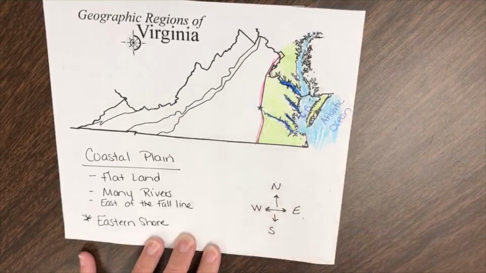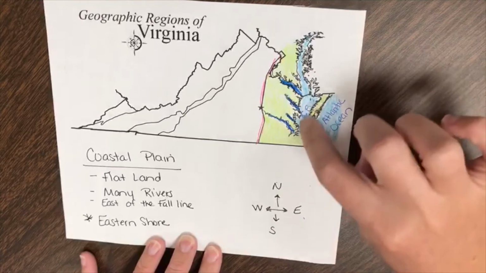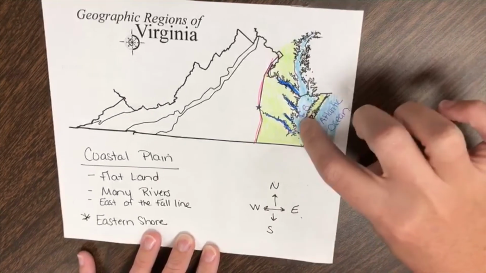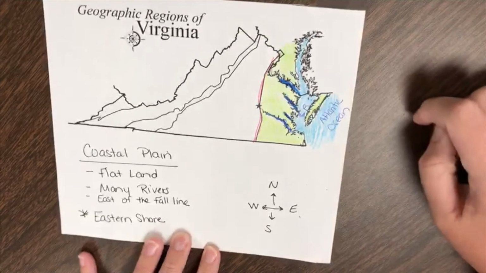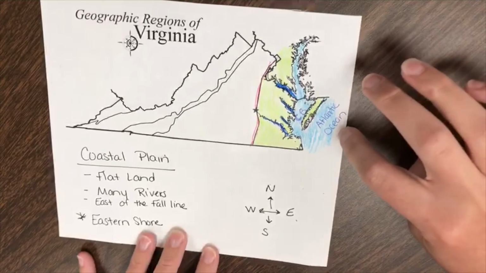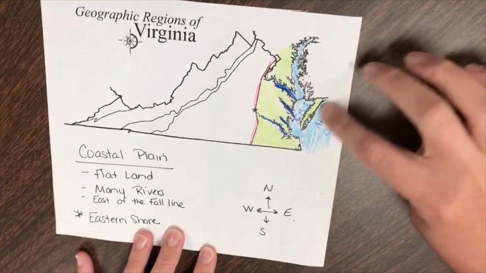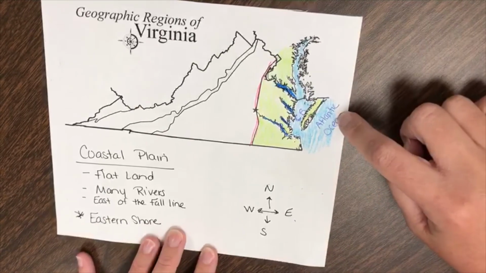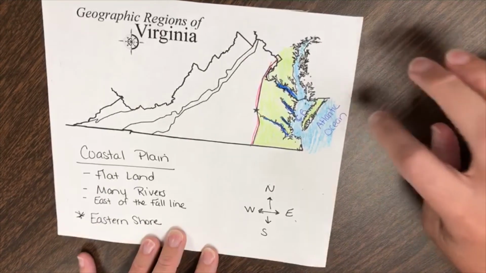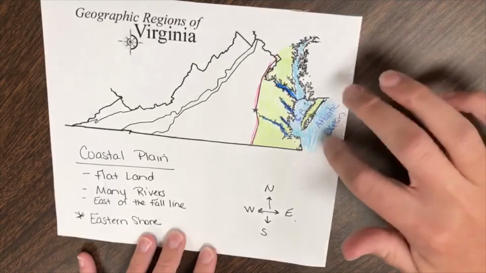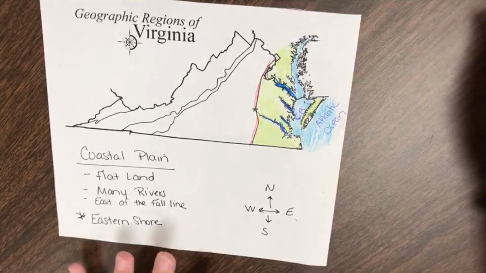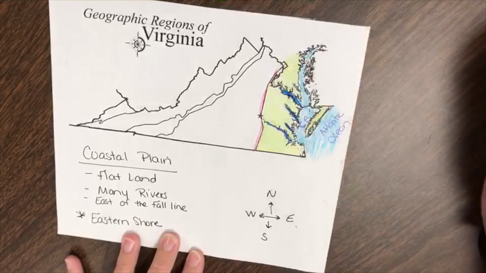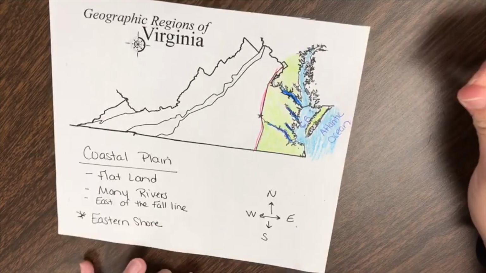This is what we talked about as a safe harbor for ships, and it's also the source of a lot of food for people that live on the coastline over here and in the Eastern Shore. On the east side of the Eastern Shore is the Atlantic Ocean. That's what we talked about as a major trade route and transportation route for people that live in Virginia, especially in the Coastal Plain region. So, this is the Coastal Plain region. It is our first region of Virginia.